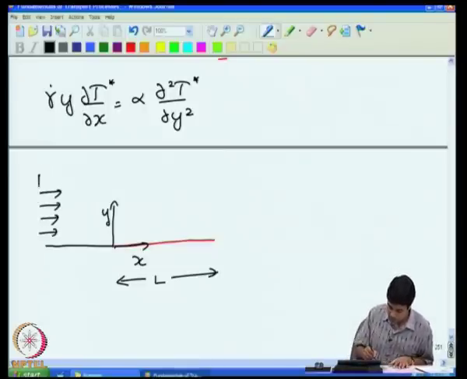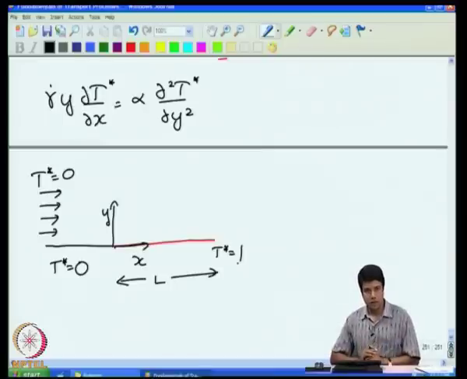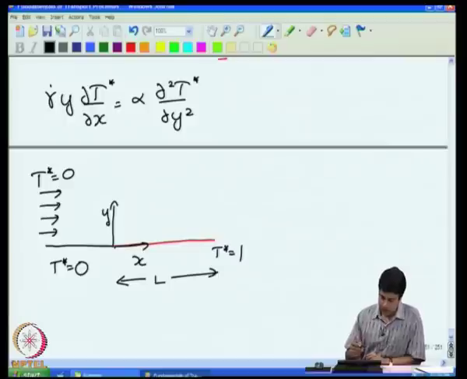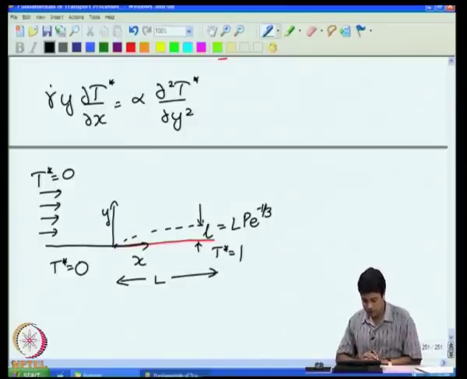So T is equal to T naught here, or T star is equal to 0, T star is equal to 0, and T star is equal to 1. And we are considering the limit where convection is dominant in comparison to diffusion. And on that basis, we said that there will be some boundary layer length here, of length small l, which goes as L times Pe power minus 1/3, over which there is a balance between convection and diffusion.